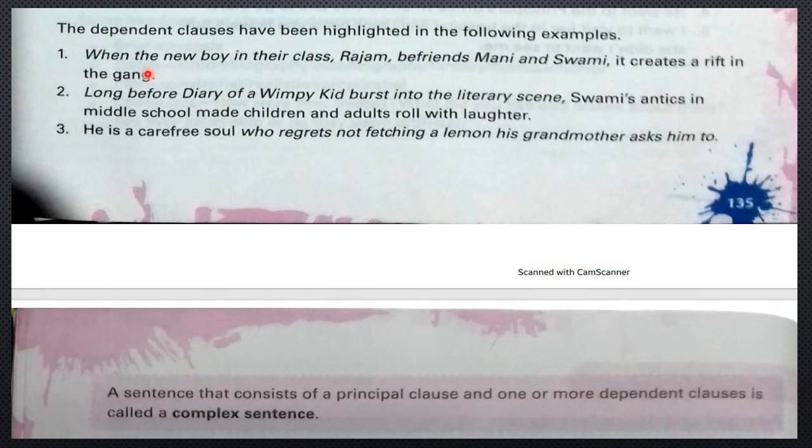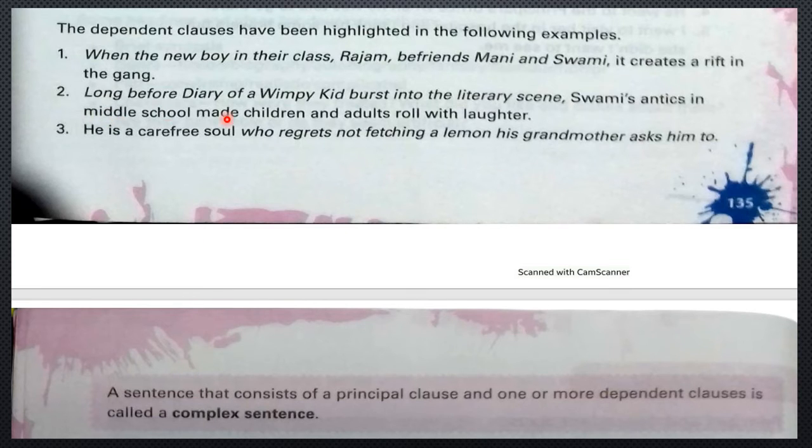So here it is. The dependent clauses have been highlighted in the following examples. When the new boy in the class, this when, starting from when up to class, that is the Rajan, that part is your dependent part. So what it will give you, we will come to know here.